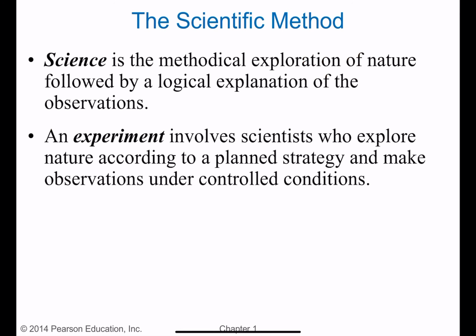Now, science is the methodical exploration of nature followed by a logical explanation of the observations. And an experiment involves scientists who explore nature according to a planned strategy and make observations under controlled conditions. When you do laboratory experiments, we're specifically trying to control our variables. We do have a strategy when we walk into a laboratory experiment. We're not just doing things randomly. This is how we practice science.